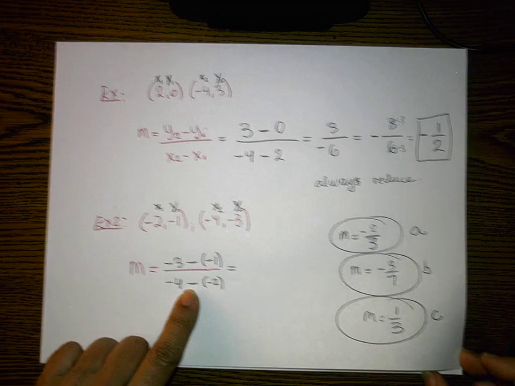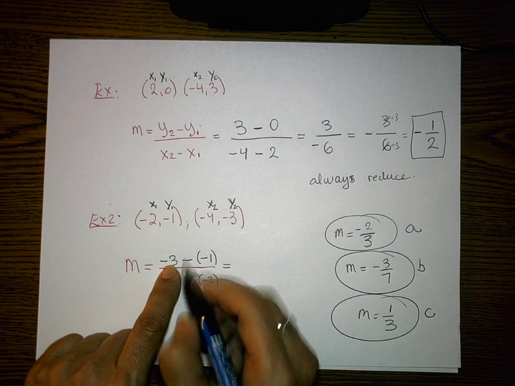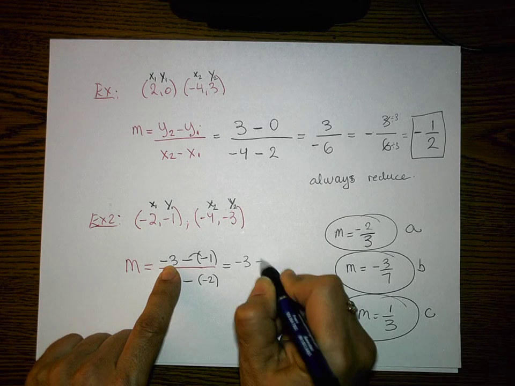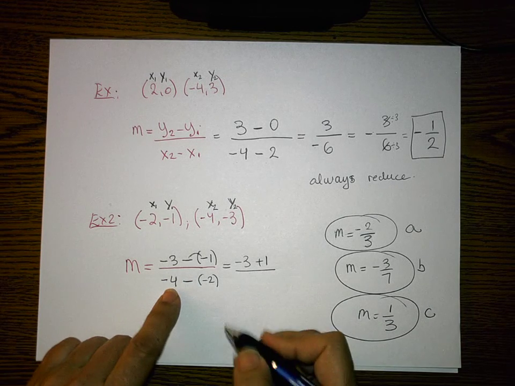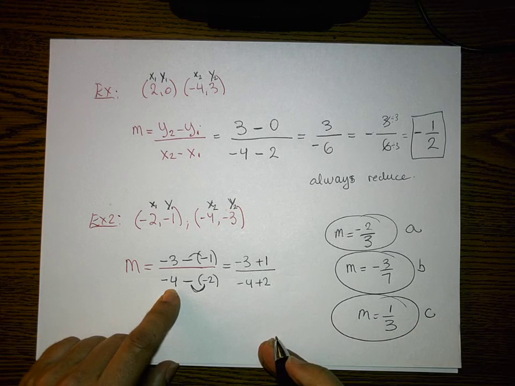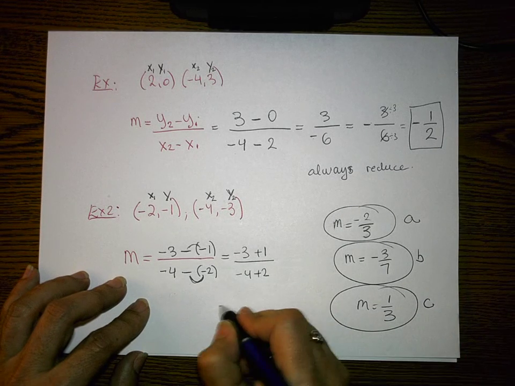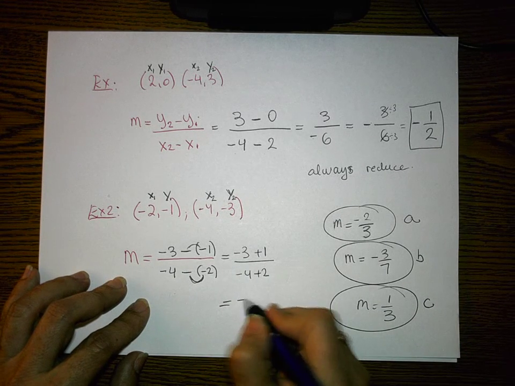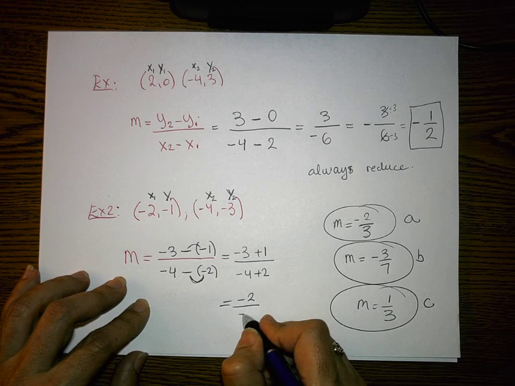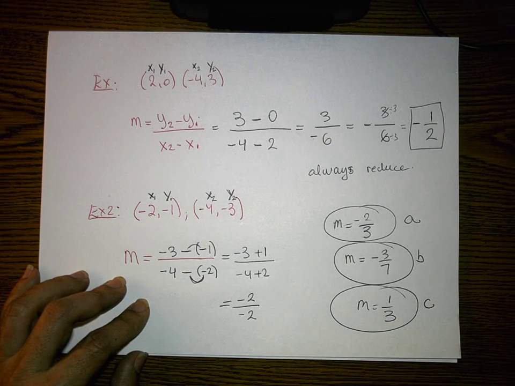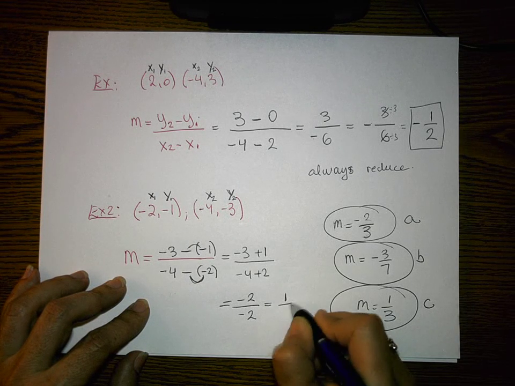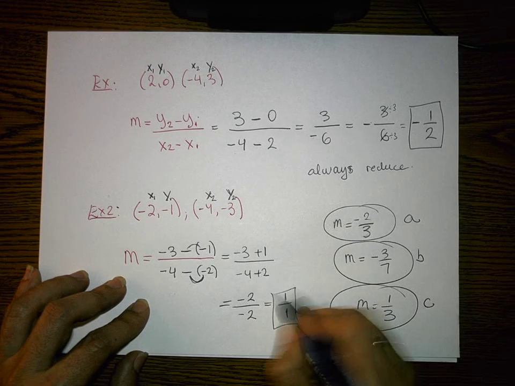All right. So negative 3, when you have a negative times a negative it becomes positive. So I have negative 3 plus a 1 all over a negative 4, and negative times a negative becomes positive 2. Let's see what we get here. Negative 3 plus a 1 is a negative 2, all over negative 4 plus a 2, which is negative 2. What is negative 2 divided by negative 2? A 1 over a 1, or just a 1. And your answers, none of them are right.